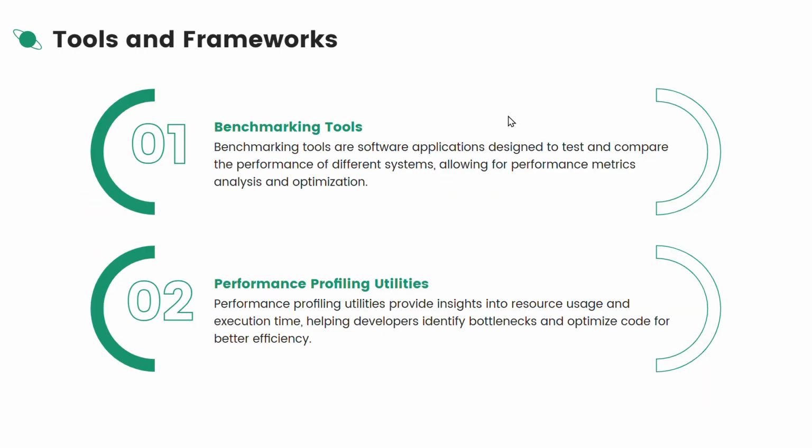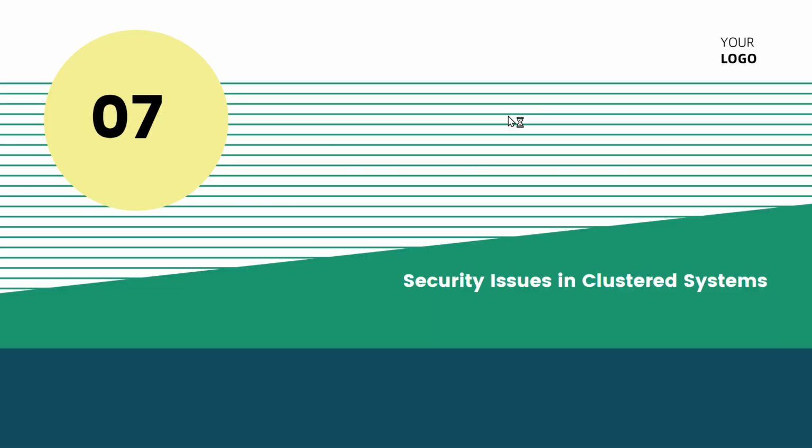Tools and frameworks. Benchmarking tools are software applications designed to test and compare the performance of different systems, allowing for performance metrics analysis and optimization. Performance profiling utilities. Performance profiling utilities provide insights into execution time and resource usage, helping developers identify bottlenecks and optimize the code for better efficiency.